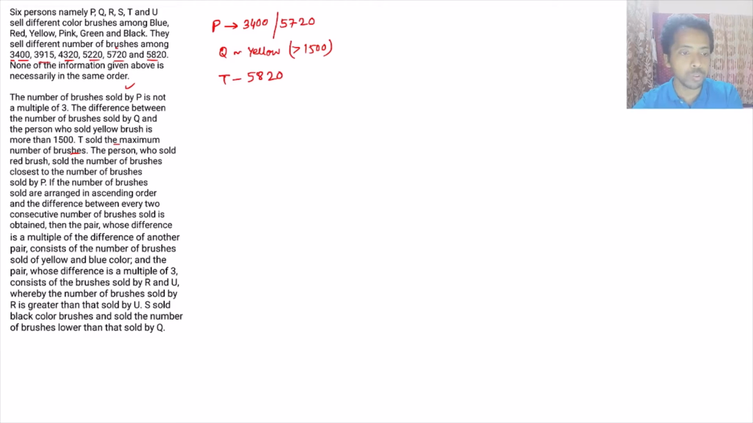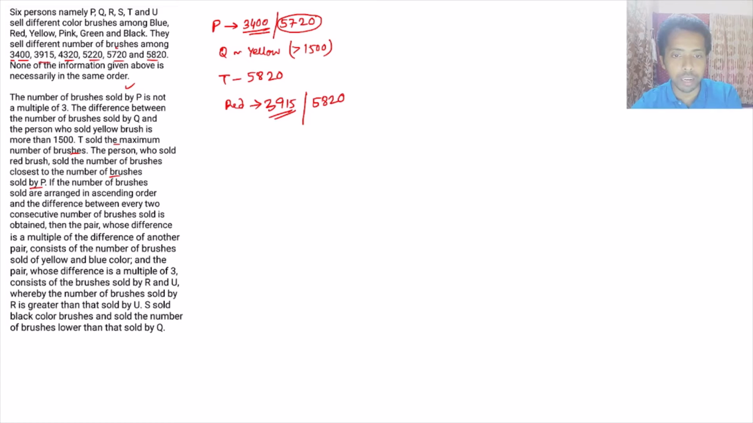The person who sold the red brush sold the number of brushes closest to the number sold by P. That is a very good statement. If P is 3400, then the one who likes red color has 3915. If P has 5720 brushes, then red is 5820. That eventually means that this is T.